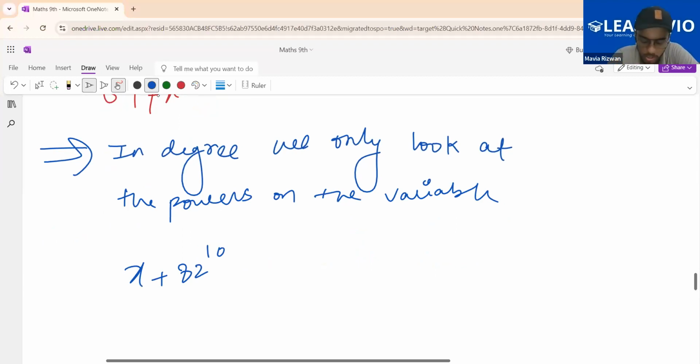What is the degree of this polynomial? Just tell me what is the variable here? X. What is the power on x? 1. So degree would be 1. Why? Because only 1 is there on the variable, right? So degree is 1. Understood?